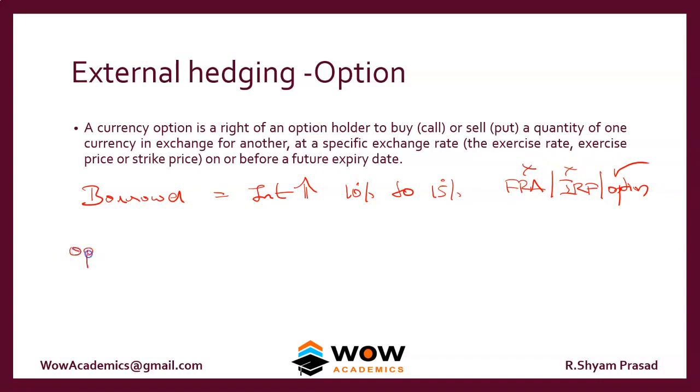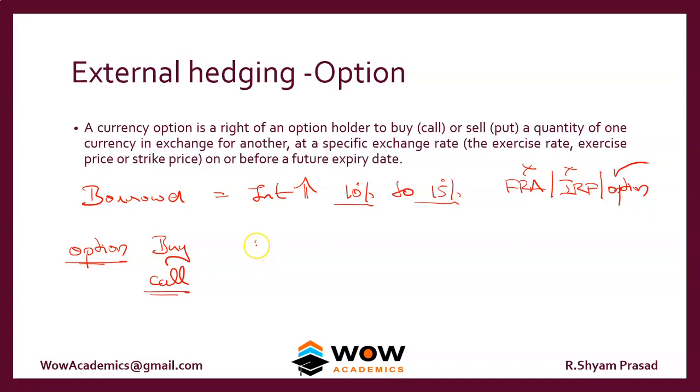So what is an option here? In an option, you are going to buy a call option. That is, you feel that the interest rate is going to rise. That's why you are buying a call option. So you feel it goes from 10% to 15%. So the call option works like this.